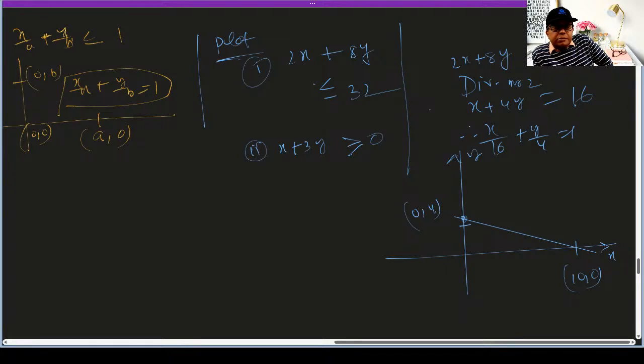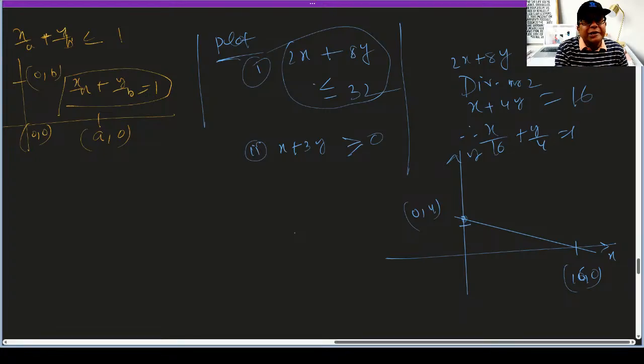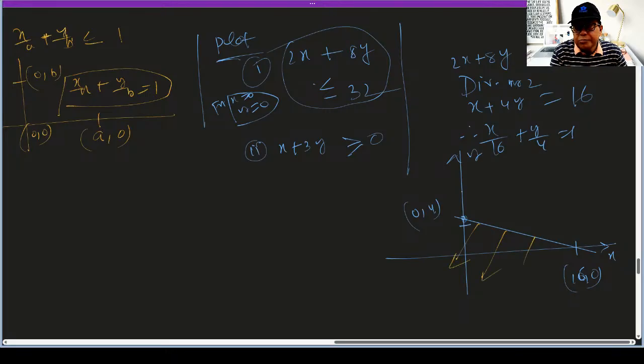Okay? 10, 0 and 0, 4. Now, region will be towards origin or away from origin. That will be decided. 2x plus 8y less than or equal to 32. Sorry, this is 16, not 10. You have to take the help of origin. For x 0 and y 0, 0, 0 satisfying this, so region will be directed towards the origin. It will be like this. This you all understand, because 0, 0 is satisfying it.